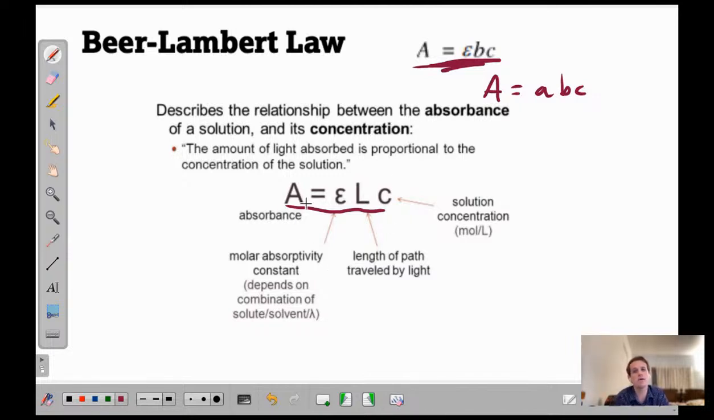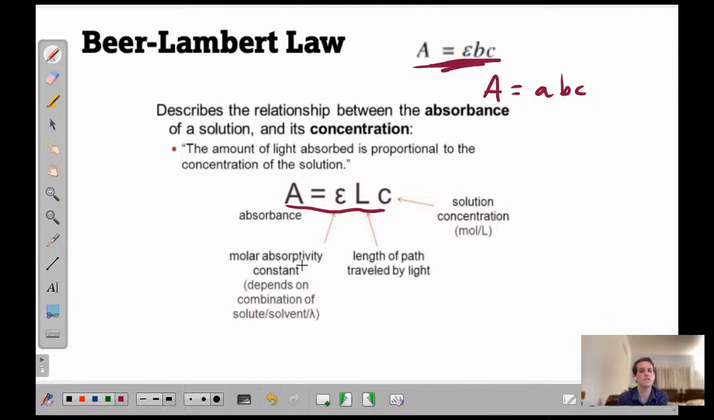So A is a measure of the absorbance, which is how much light a solution is going to absorb. And it's based on the molar absorptivity constant, which is something unique to that specific material. So usually when we use Beer-Lambert law, we use a liquid that has some kind of color to it.